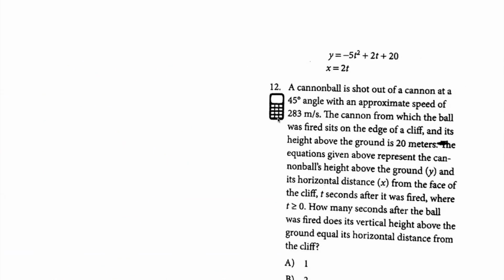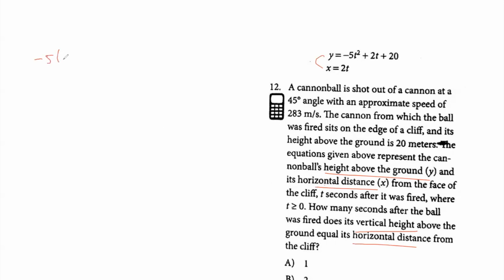About question 12, let me tell you one thing. If you are given too many things in the question, it doesn't mean that you have to use all the things that you are given. They say y and x. I just need to know what's y and x. Oh, they say y is the height and x is the horizontal distance. And in the question, they ask how many seconds after the ball was fired is its vertical height equal to its horizontal distance. So what we are going to do, I'm going to equalize x and y.